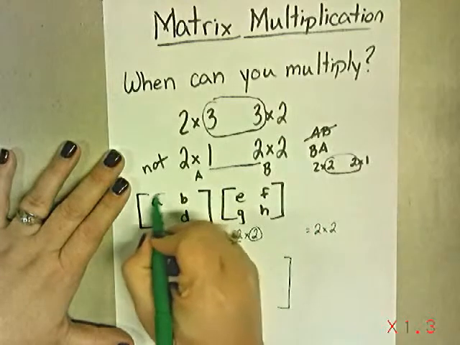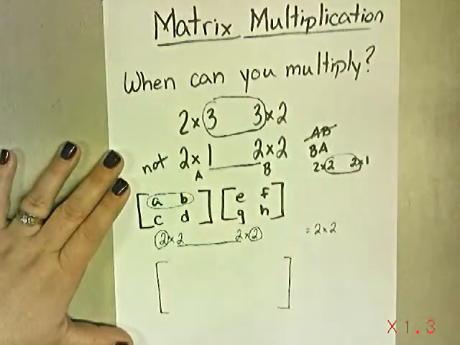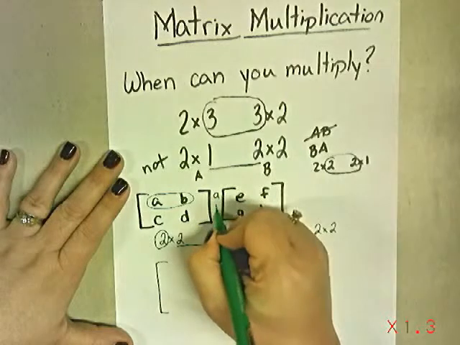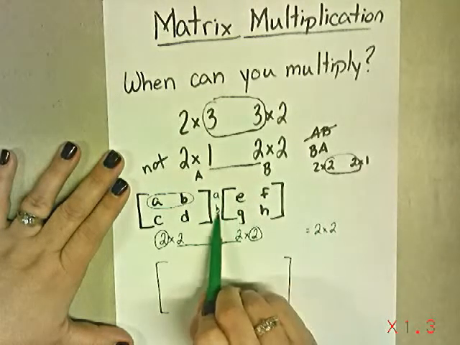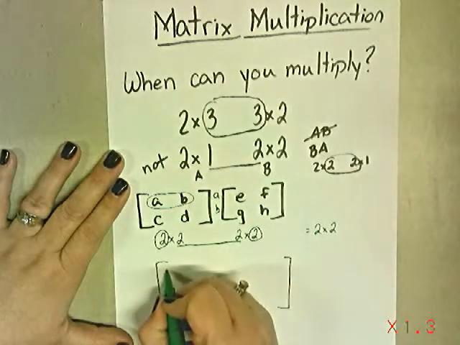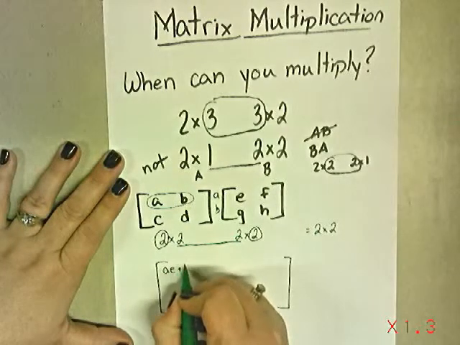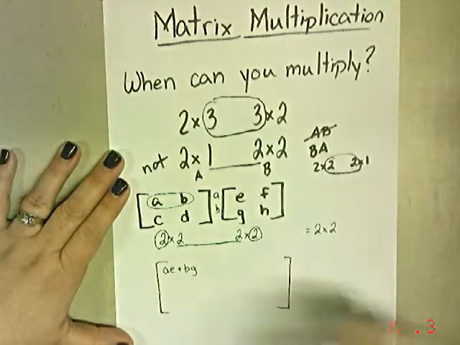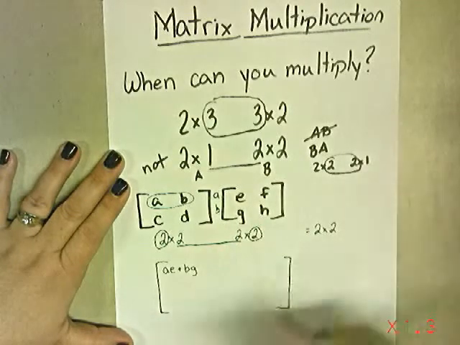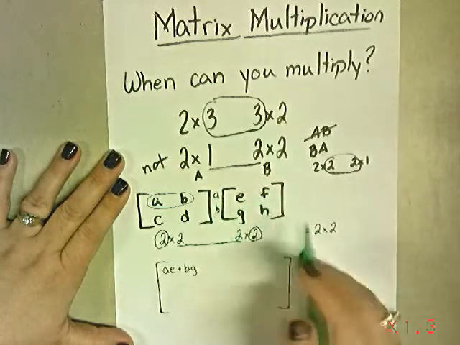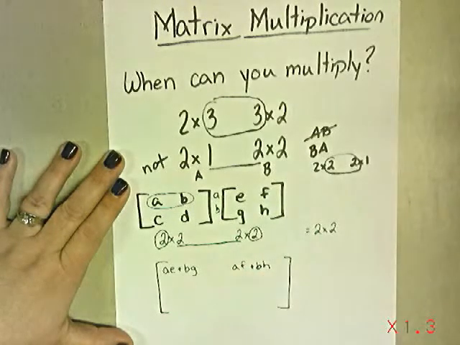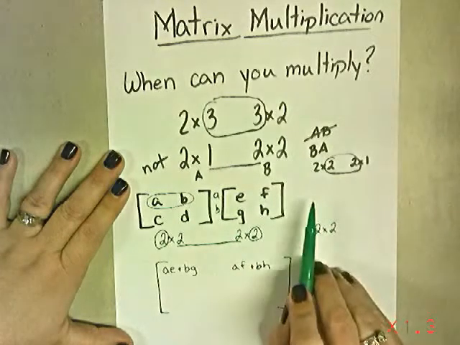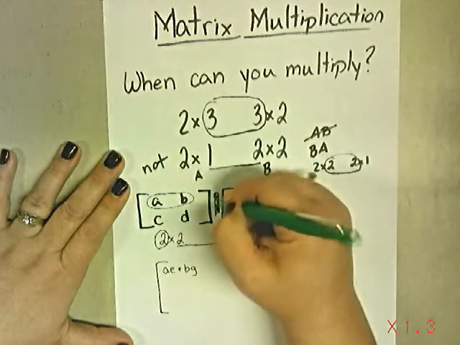What you're going to do is you are going to take the top row of the first matrix and you're going to turn it on its side. So just flip it down there like that. So it would be A, B. Then you're going to multiply A times E and B times G and add those together. So it's going to be AE plus BG. Then you keep going until you run out of columns. So A times F and B times H and add those together. Once you run out of columns, you cross that out.